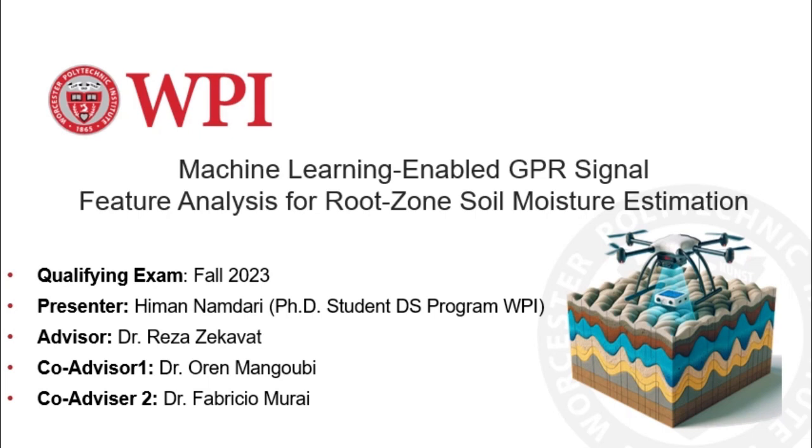Today's focus for this discussion is about introducing an innovative use of machine learning to analyze GPR signal for estimating soil moisture in the root zone.